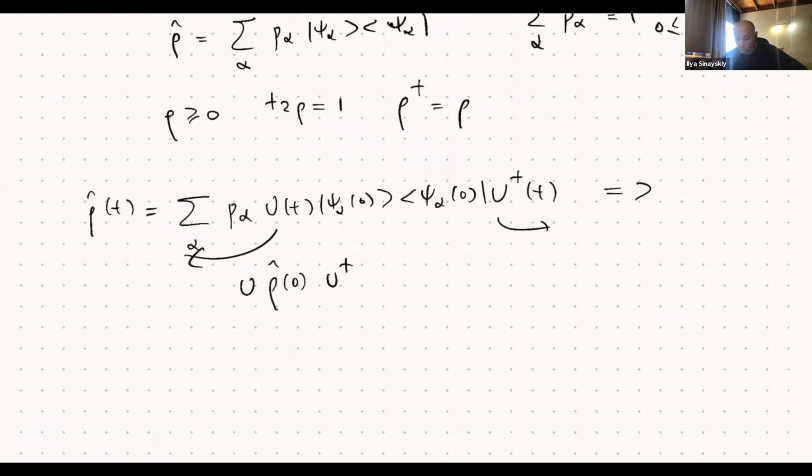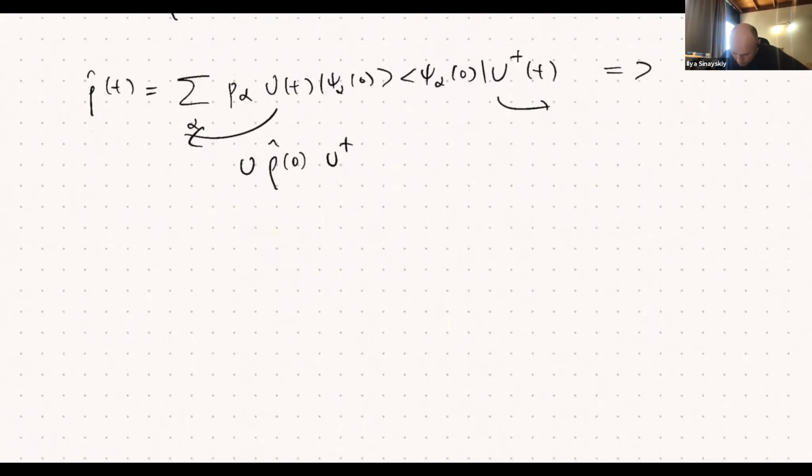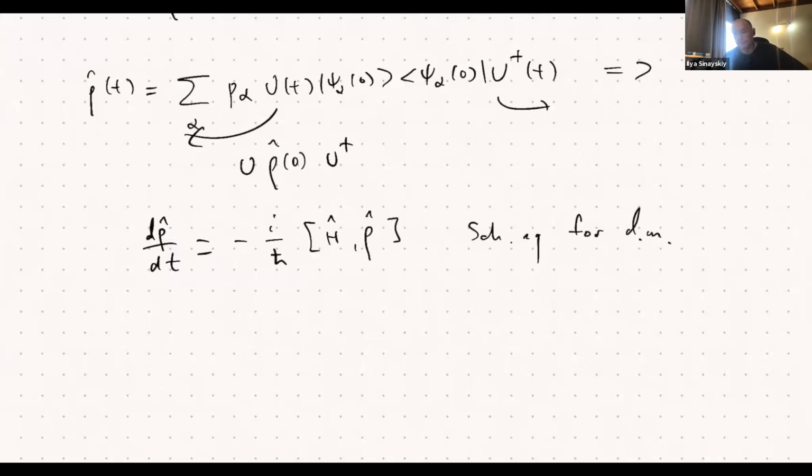And afterwards, we can differentiate it by time. And after doing a standard transformation, we're going to end up with something called the Liouville von Neumann equation. So dρ/dt is equal to minus i over ħ of the commutator of your Hamiltonian and density matrix. So essentially, it is the Schrödinger equation for density matrices. It's completely equivalent.